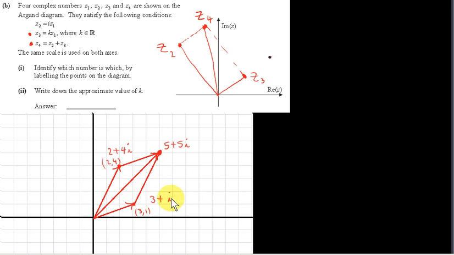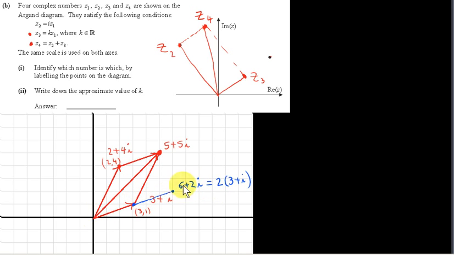For example, if we multiply 3 plus i by 2, we get the point with coordinates 6 plus 2i, this point here. 6 plus 2i is on the same line as 3 plus 1i. So to get 6 plus 2i, I multiplied 3 plus i by a real number, 2. So if you multiply a complex number by a real number, all you do is stretch the complex number, if you like.